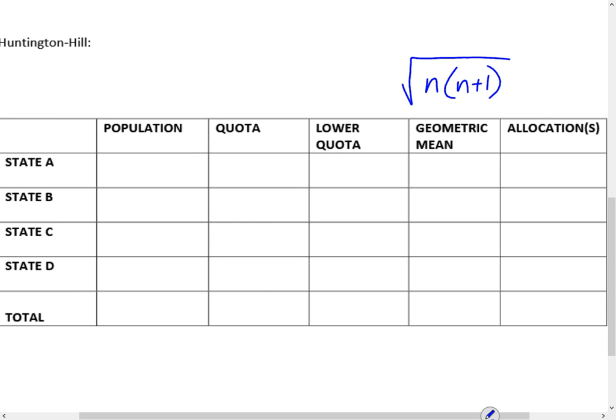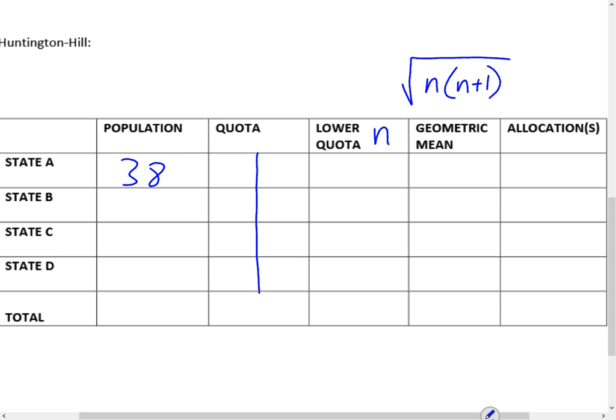Well, where's the n coming from? The n is coming from, I'm going to put it right here. It's going to come from this column. And the only column we're going to need to divide up is this one. So you're going to get a number in here eventually. And since it says lower quota, that means that we're going to bump it down. Whatever that number is, you add 1 to it and multiply it by itself and do the square root, and that'll give you a new number. And then we're going to do something.